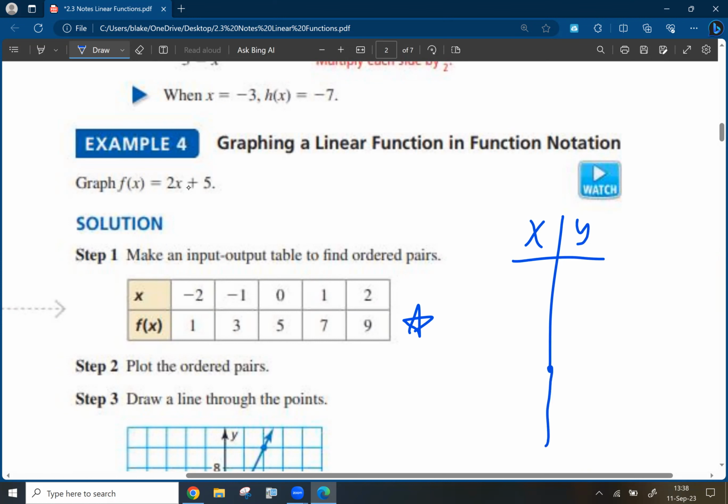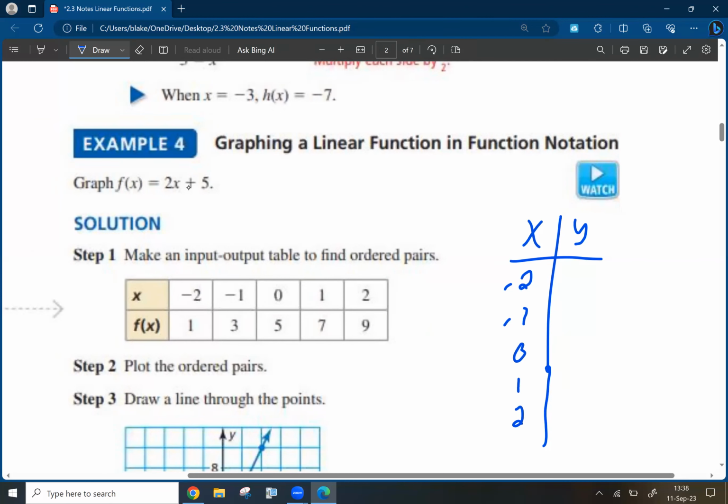I would recommend that you use the numbers -2, -1, 0, 1, and 2 as the x values that you'll plug into the function. It doesn't have to be those numbers. Technically, these can be any numbers you want, but typically, this is what I recommend, and you can see that's what they've used here as well. So plug these numbers into the function and see what we get.